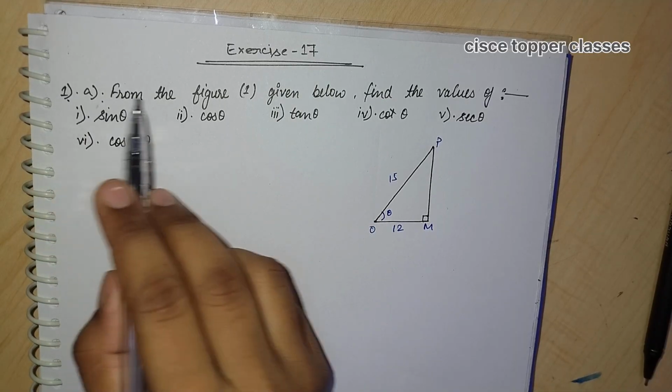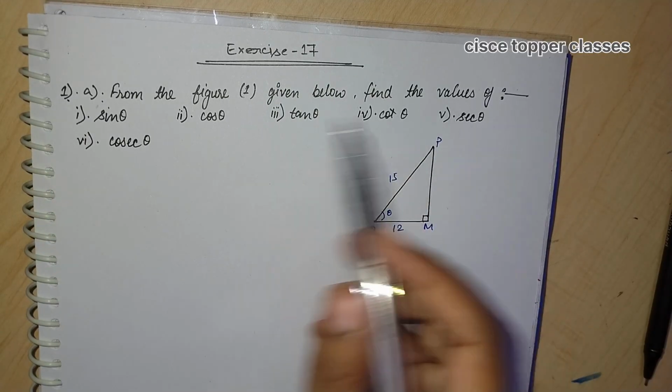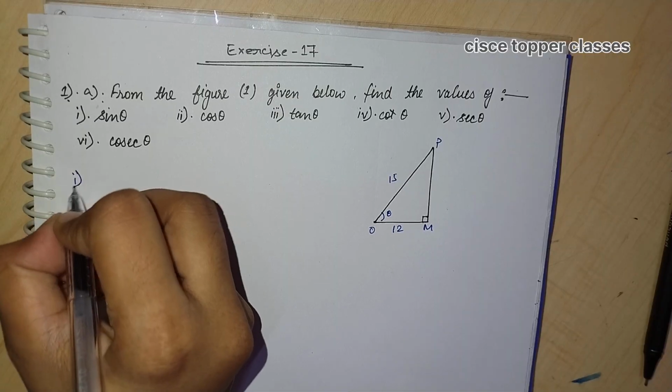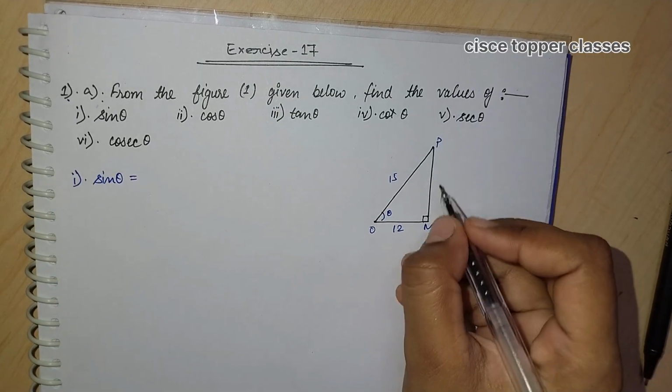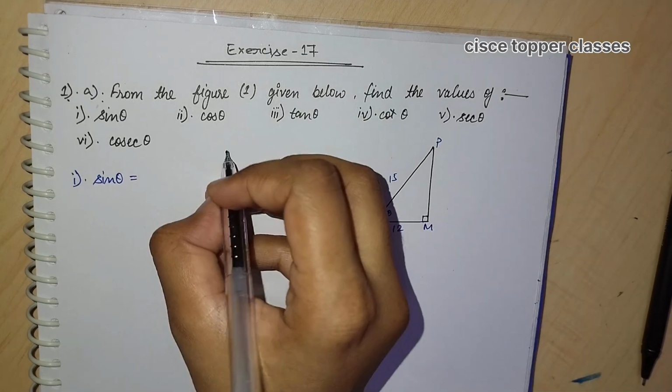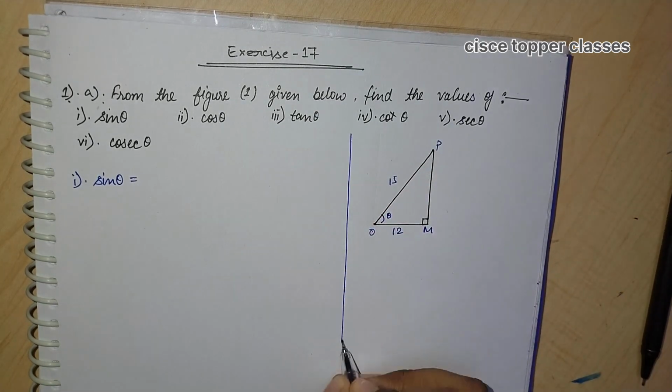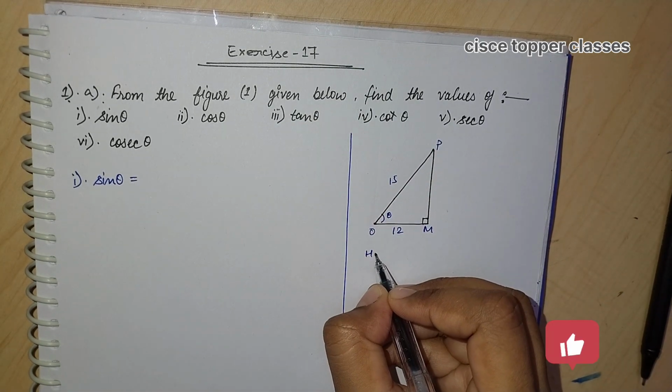Question number 1, first part. From the figure given below, find the value of sin theta. So sin theta we know that is height by hypotenuse, means here height we don't know, so we'll calculate by Pythagoras theorem. So let us calculate here height.